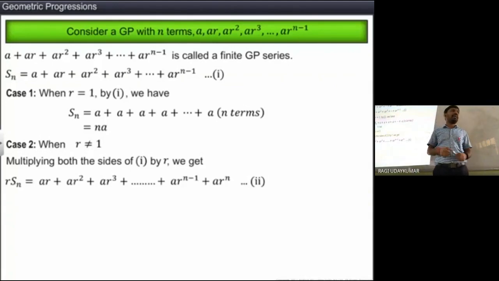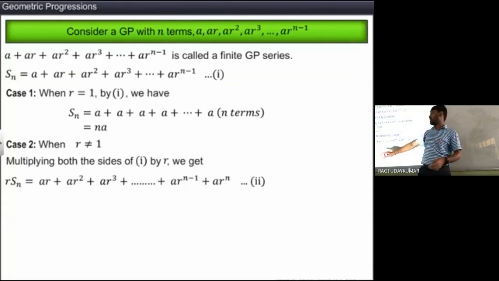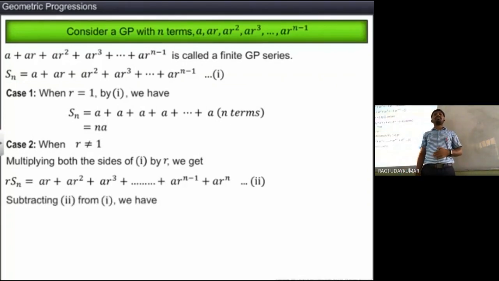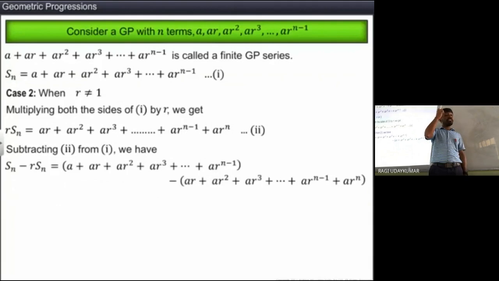For equation number 1, multiply both sides by r. What do you get? r Sn is equal to ar, then ar square, ar cube, and so on, up to ar to the power of n. This is the second equation. Subtract equation number 1 and 2, that is, subtract the second equation from the first.